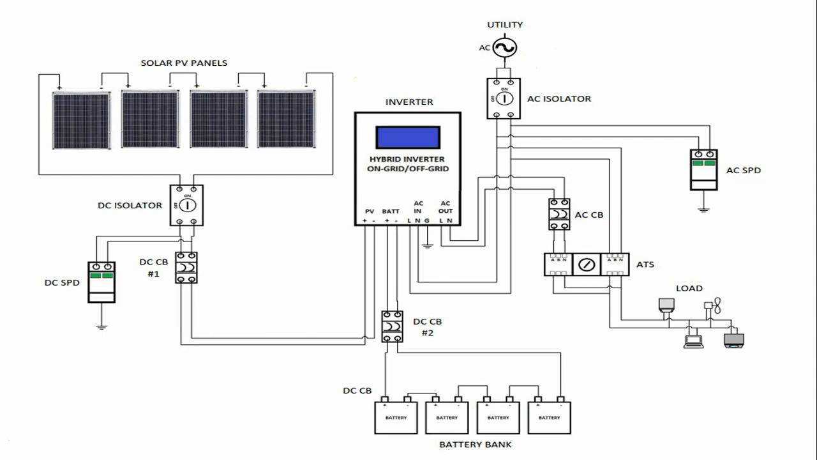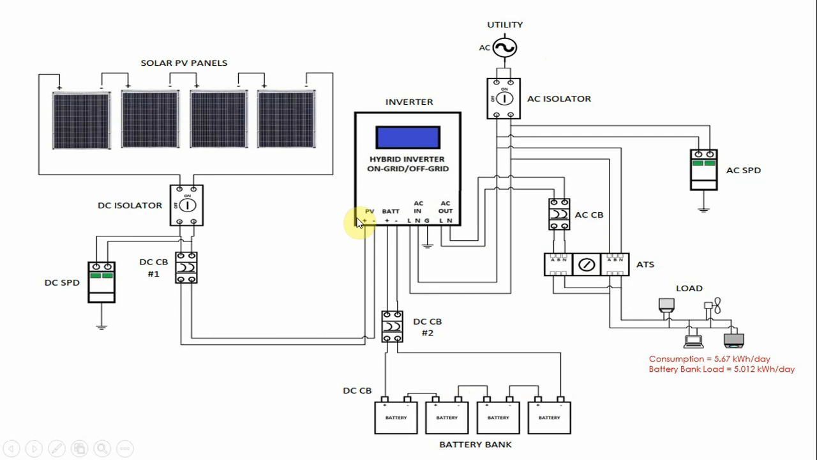But when the stored energy in the batteries is depleted, the ATS automatically switches to the reserve or backup power source, and that will be the grid.